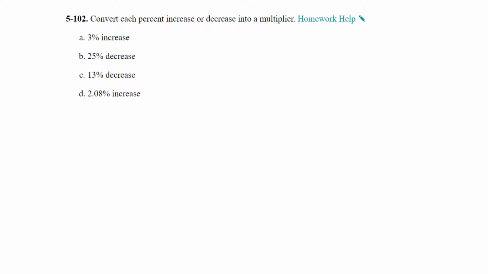Question 102, convert each percent increase or decrease into a multiplier. So if it's a 3% increase, then that's 100% plus the 3% increase, which as a decimal would be 1.03. For B, it's a 25% decrease, so we're subtracting 25%. So that would be 75%, which is equivalent to 0.75.